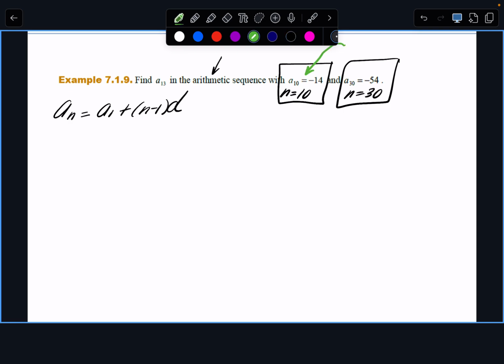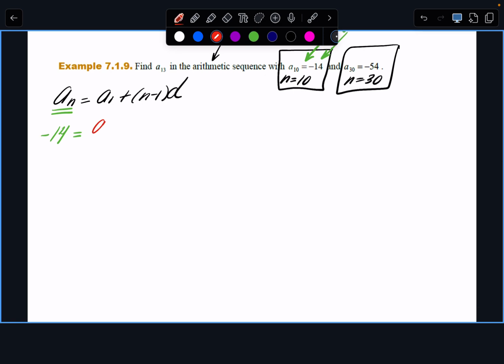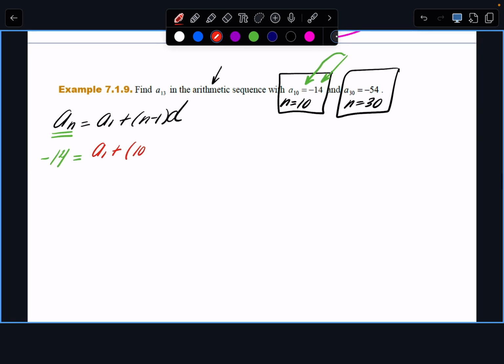Let's see if the first one is enough to solve. Remember, in the last couple examples, one or the other ended up letting us solve the whole thing. Let's see if it is. So what is a sub n for the first box? It's negative 14. What is a sub 1? We don't know. So write a sub 1 plus. Now we do know n. We're at the first box. It's 10 minus 1. What is d? It's just d. We don't know. So let's simplify that a little. That's negative 14 equals a sub 1 plus 9d.